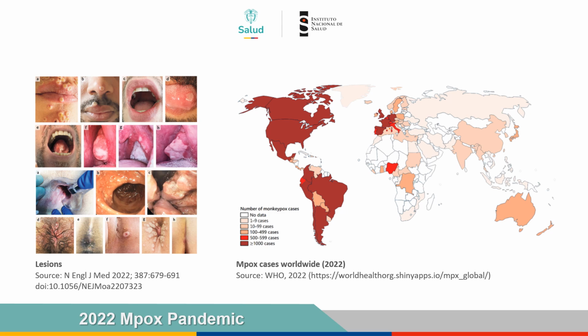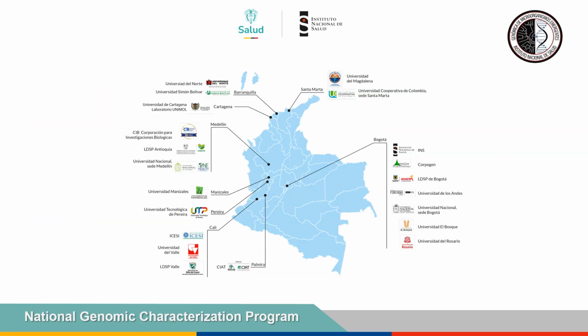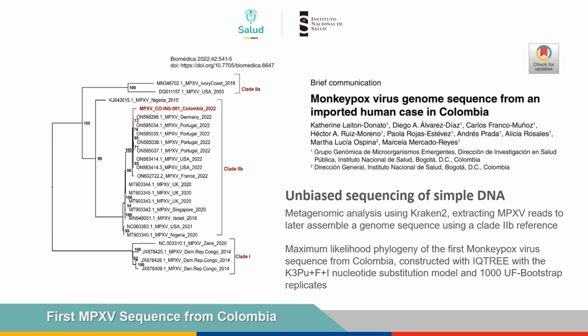This was a worldwide pandemic which affected all continents, and several cases were reported in Europe and in the Americas. In Colombia, the National Genomic Characterization Program, led by the National Institute of Health, INS, was charged with the genomic surveillance of the virus. The first detected cases of Mpox were sequenced through an unbiased approach, and in the metagenomic analysis, their detected reads were extracted and assembled into a genome sequence.